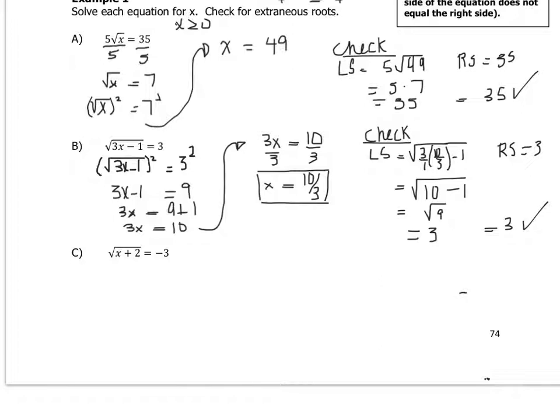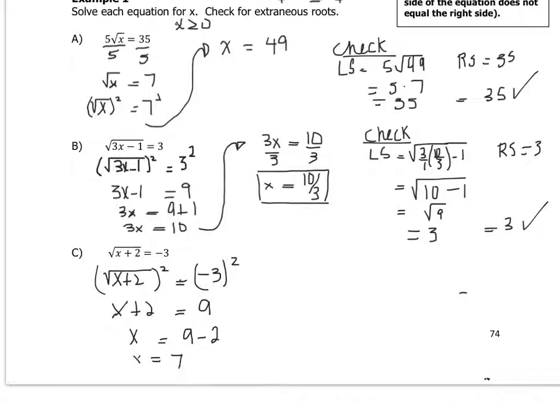Okay, so the last one here on the page now, again the square root is already isolated for you, so now the next step is to square both sides. So then you've got x plus 2 equals 9. So x would equal 9 take away 2. If you want to isolate the x, you've got to subtract 2 from both sides. So x would be 7.